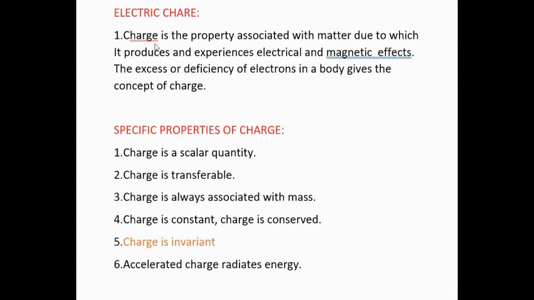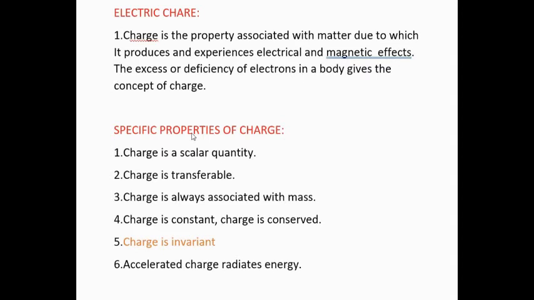Electric charge. Charge is the property associated with the matter due to which it produces and experiences electrical and magnetic effects. The excess or deficiency of electrons in a body gives the concept of charge. Now we are starting specific properties of charge.